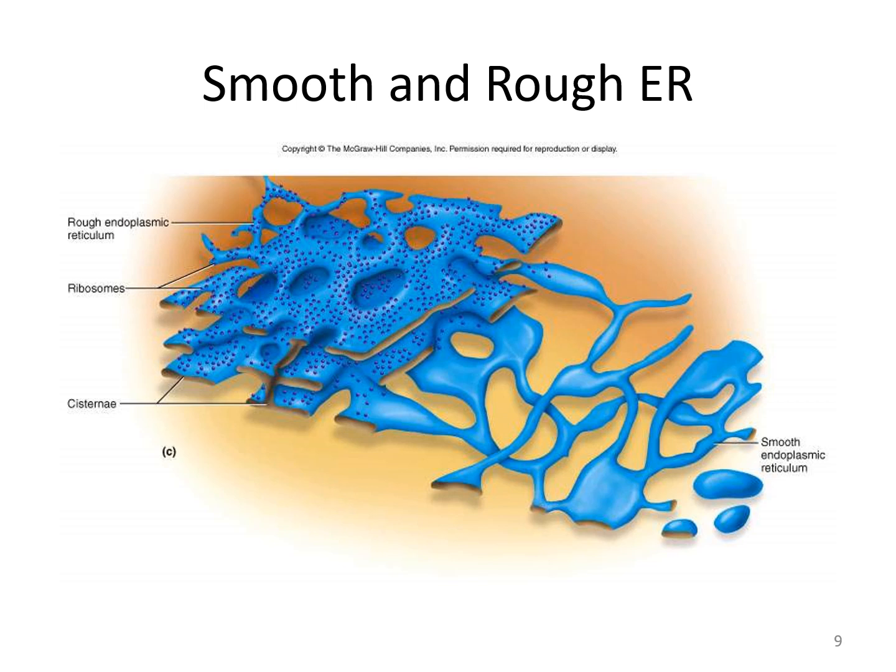So this illustration here just shows our smooth endoplasmic reticulum and rough endoplasmic reticulum. Again, the rough is going to actually be studded with these ribosomes, giving it a slightly altered appearance from the smooth endoplasmic reticulum.